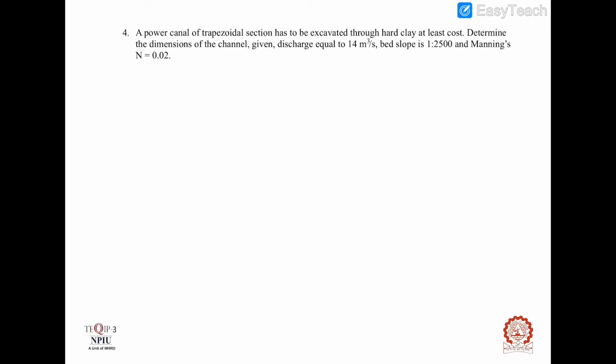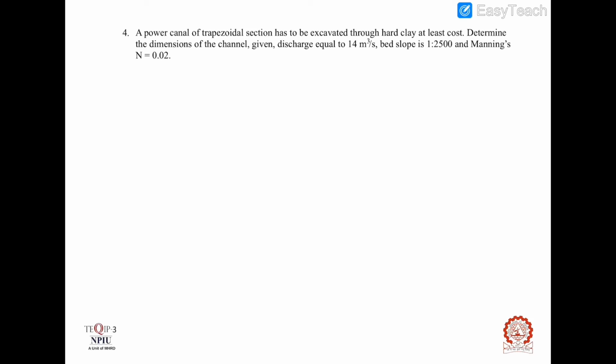Now we come to the next problem. A power canal of trapezoidal section has to be excavated through hard clay at least cost. Determine the dimensions of the channel. Given discharge equal to 14 meter cube per second, bed slope is 1 in 2500 and Manning's n is equal to 0.02.